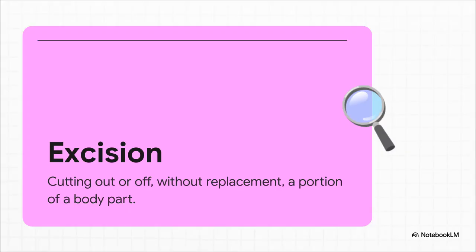In speaking of precision, differentiating your root operations is huge. Take excision, for example. That means cutting out just a portion of a body part, like a wedge resection of the bowel. That is fundamentally different from a resection, which means cutting out all of a body part, such as a total colectomy. Confusing excision and resection will completely derail your DRG assignment, so you've got to nail this down.